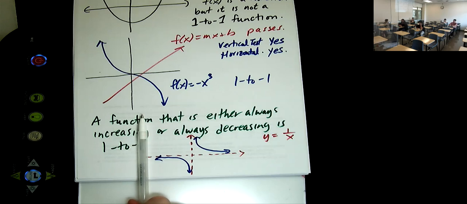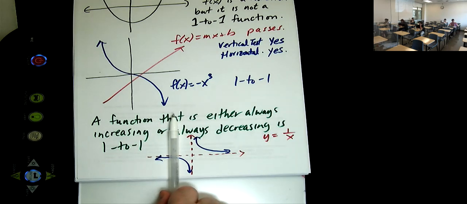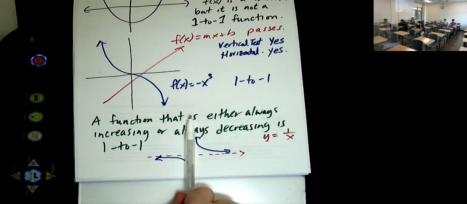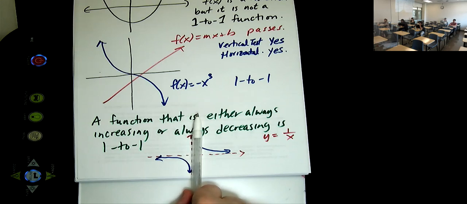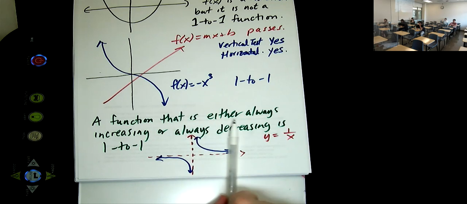So I come along, I'm doing the vertical line test. I hit the graph only once, I hit the graph only once, I'm still hitting the graph. Right in the middle, I'm not hitting the graph at all, but again, that's not a problem, as long as it's not more than one. And then I start hitting the graph again, but it's only once. So it's passing the vertical line test.